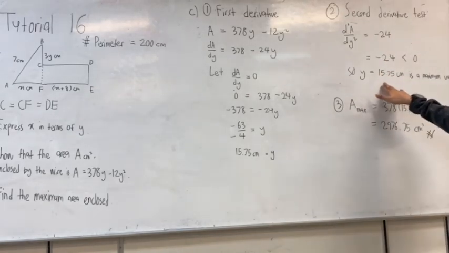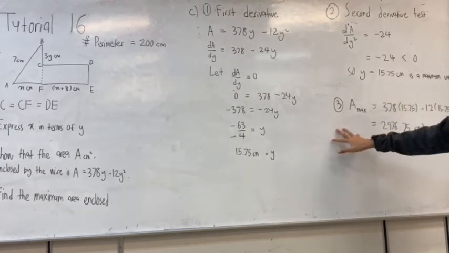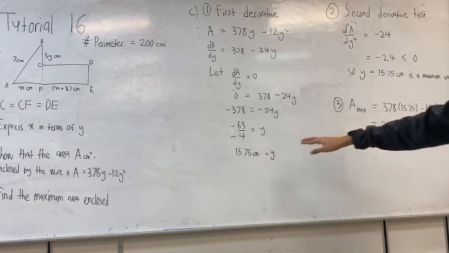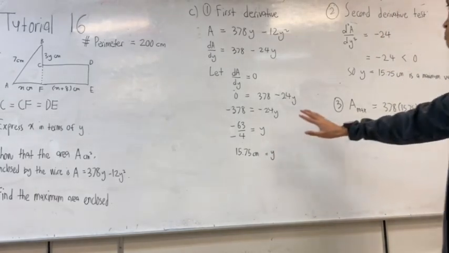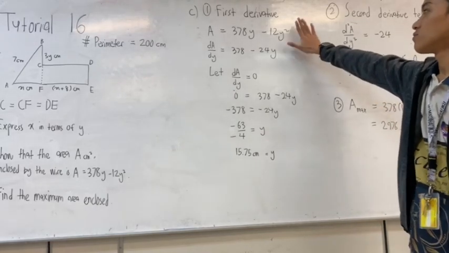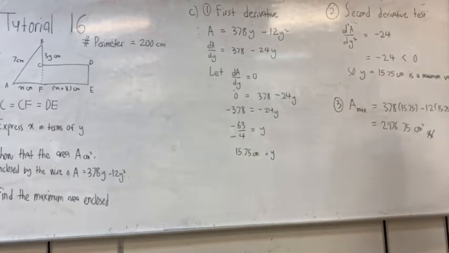Okay. After that, the last step, which is step 3, is to find the maximum area. So we already have y. Just substitute it into the area equation, this one, and we will get 2976.75 centimeters squared.